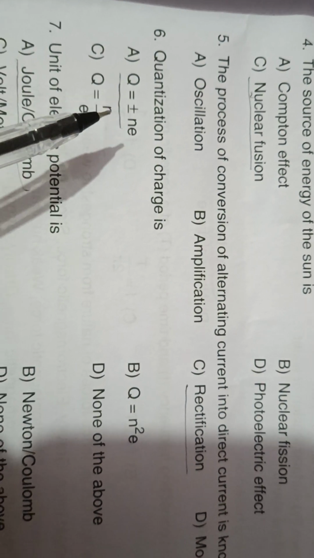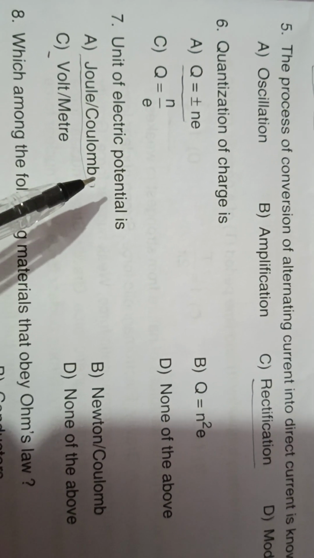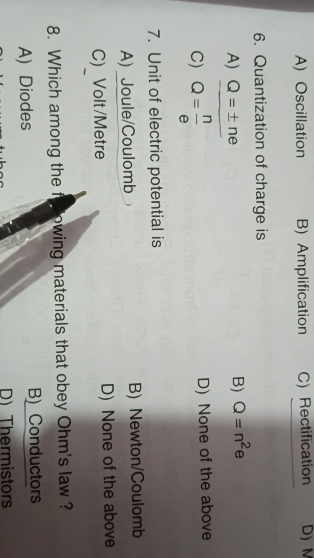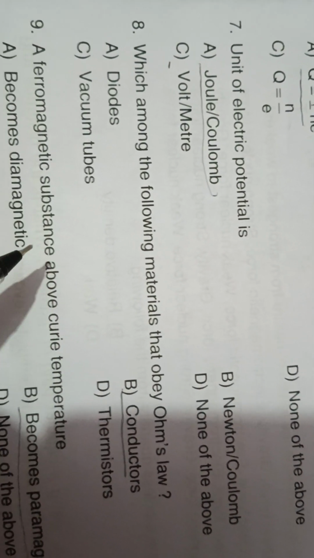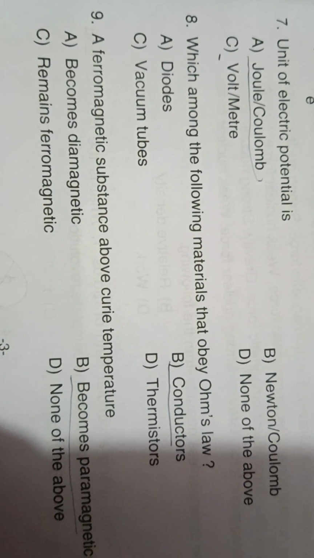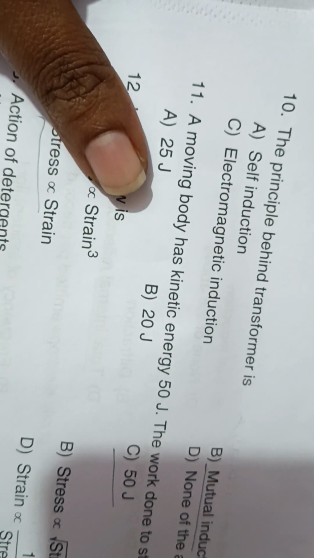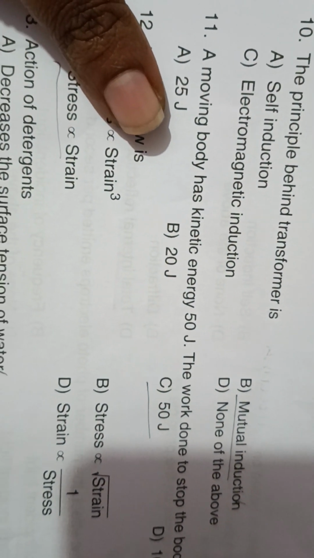Condensation of charge is option A. Unit of electric potential is joule per coulomb. Which among the following materials obey Ohm's law? Conductors. A ferromagnetic substance above Curie temperature becomes paramagnetic. The principle behind the transformer is mutual induction.